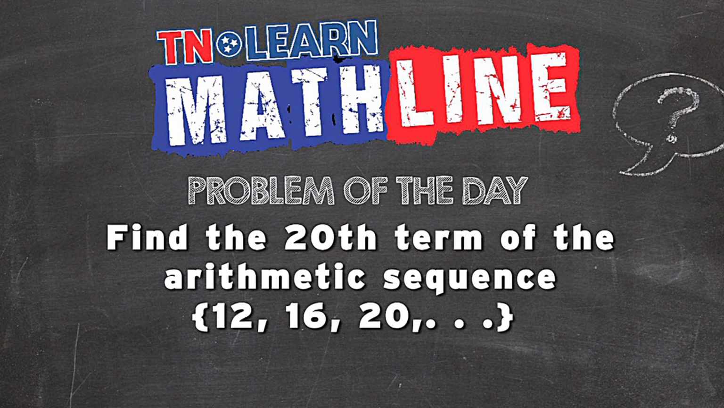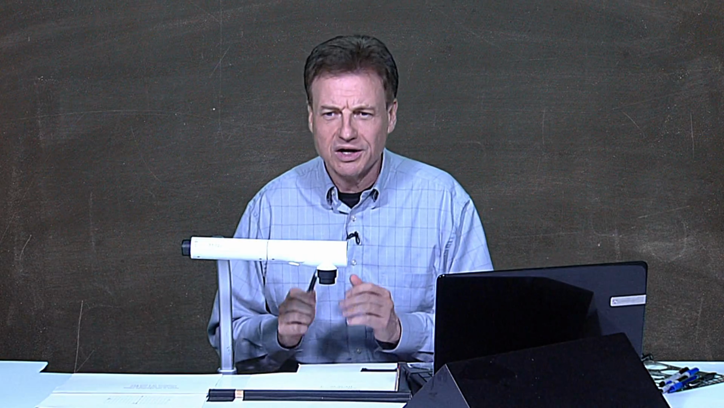Find the 20th term of the arithmetic sequence that begins 12, 16, 20, and keeps going, going, and going. All right, so again, we're going to look for the 20th term of the arithmetic sequence, and once again, that starts with 12, 16, 20, and keeps going.